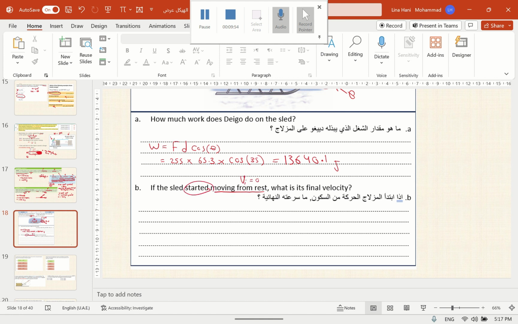Started moving from rest. That means the initial velocity is 0. What is the final velocity? He wants me to find the final velocity.